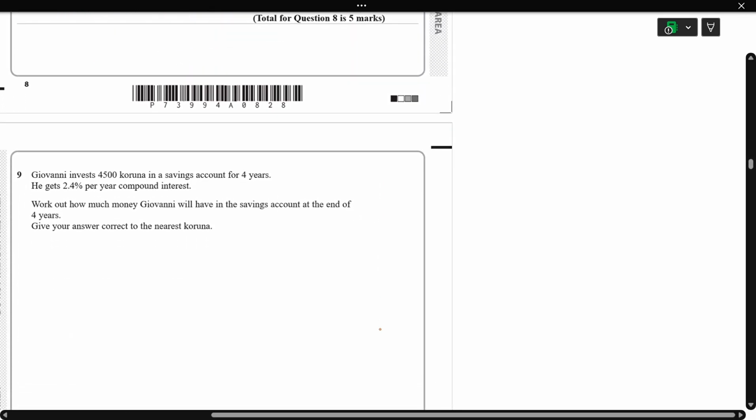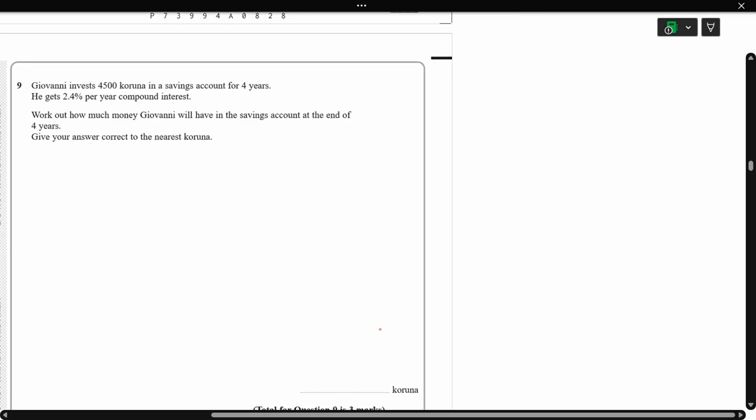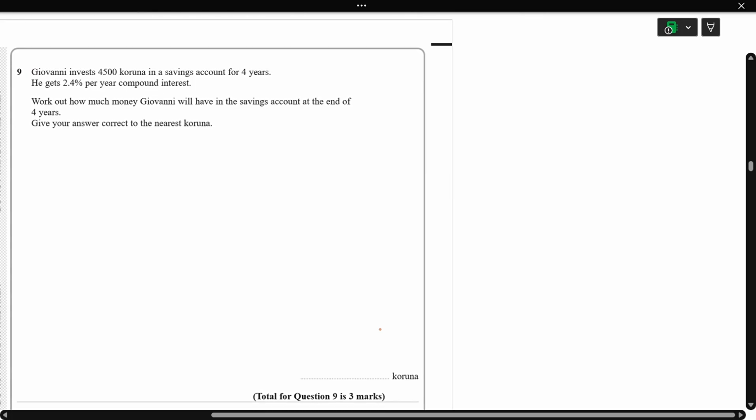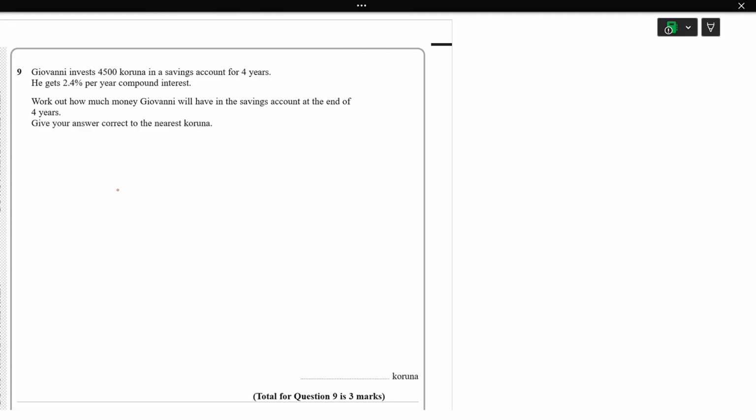Next question. Giovanni invests 4,500 krona in a savings account for 4 years. He gets 2.4% per year compound interest. Work out how much money Giovanni will have in the savings account at the end of 4 years.